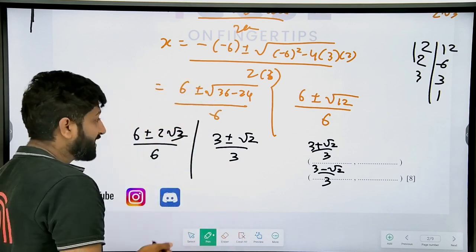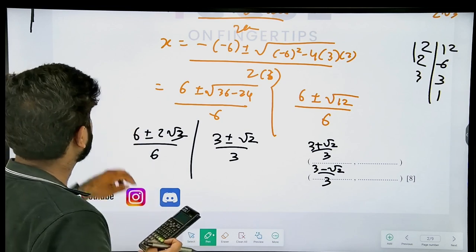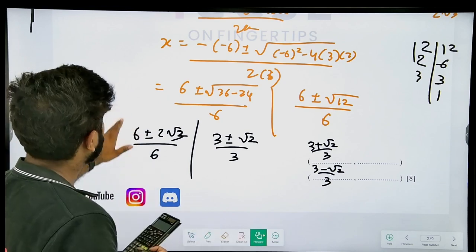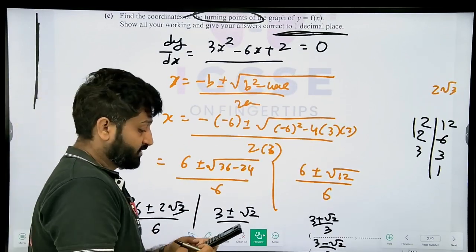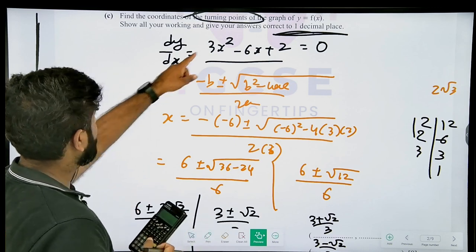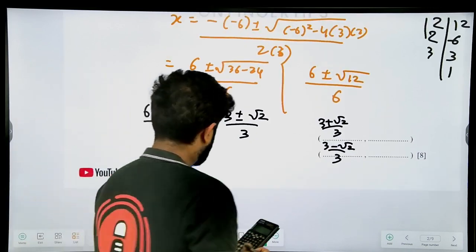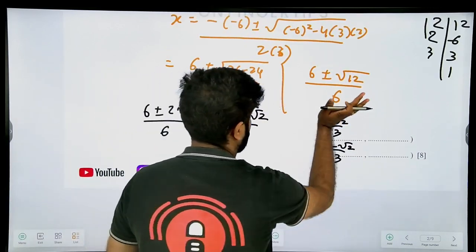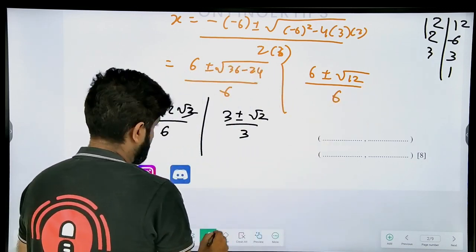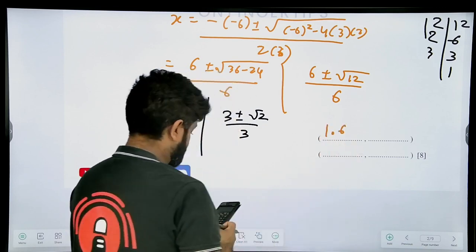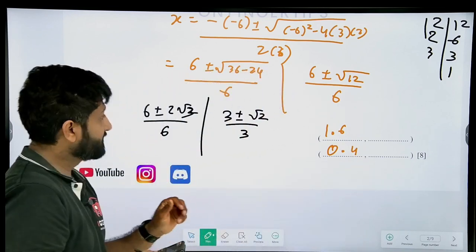Guys, I do not have the calculator with me, so let me find my calculator, I'll be back in a minute. So guys, I'm back with the calculator. Let me solve this equation. The equation was 3, negative 6 and 2. The answer I have to give up to 1 decimal place, right? So it is 1.6 and the second value is 0.4. Right? These are the x values.